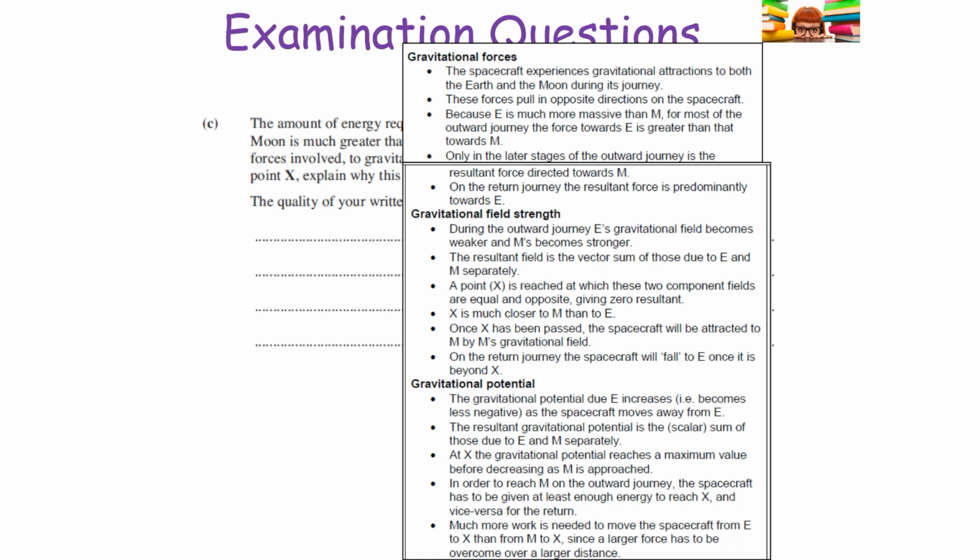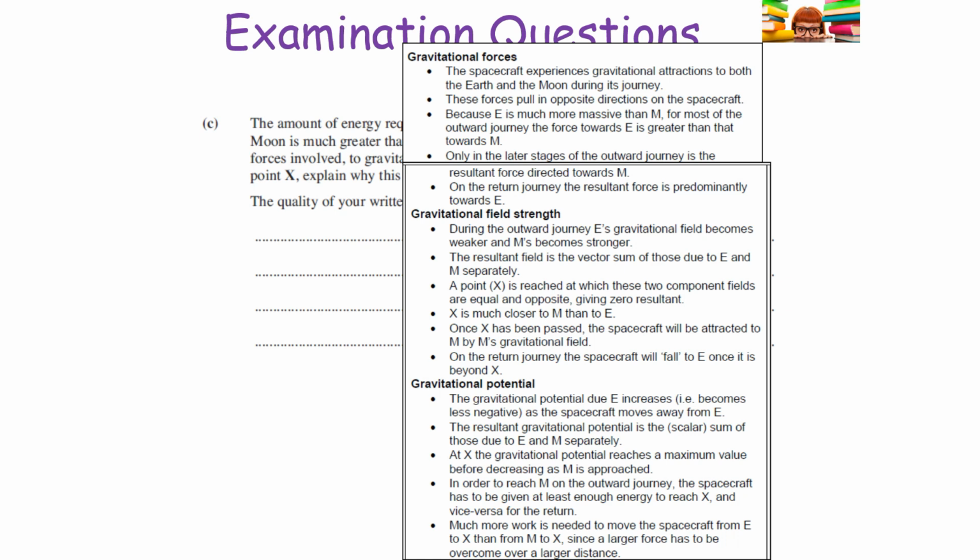Now on the return journey the resultant force is predominantly towards the Earth, because that is going to be producing that larger gravitational force. Now in terms of gravitational field strength, as you're leaving the Earth's gravitational field, and it's a radial field, the Earth's gravitational field becomes weaker and the Moon's becomes stronger, because you're going towards the Moon, so you're going into that radial field but out of the Earth's radial field.